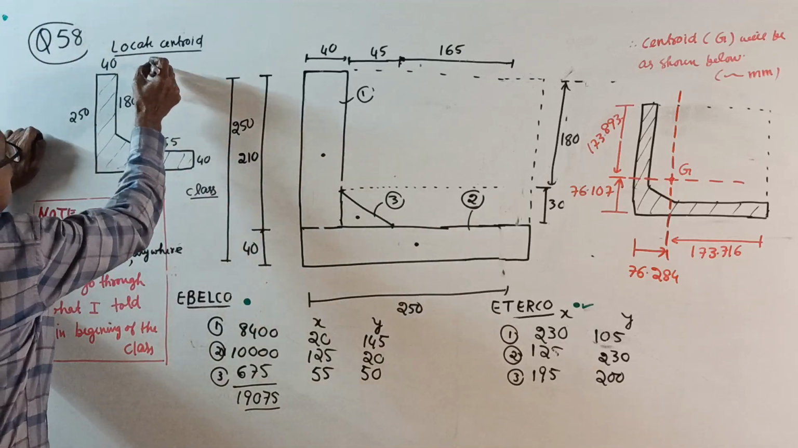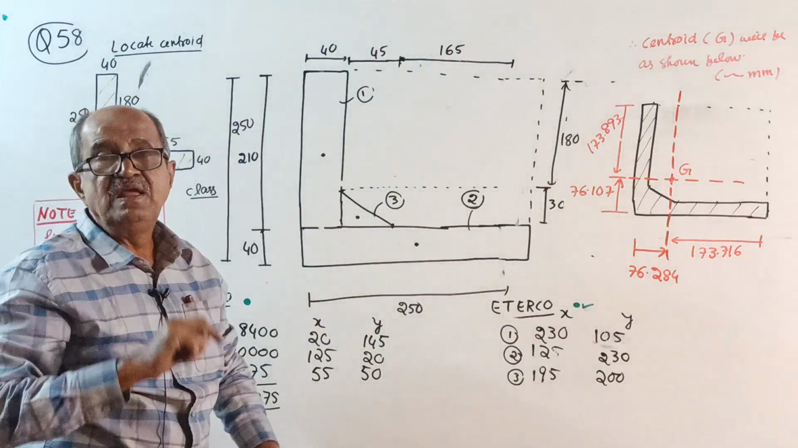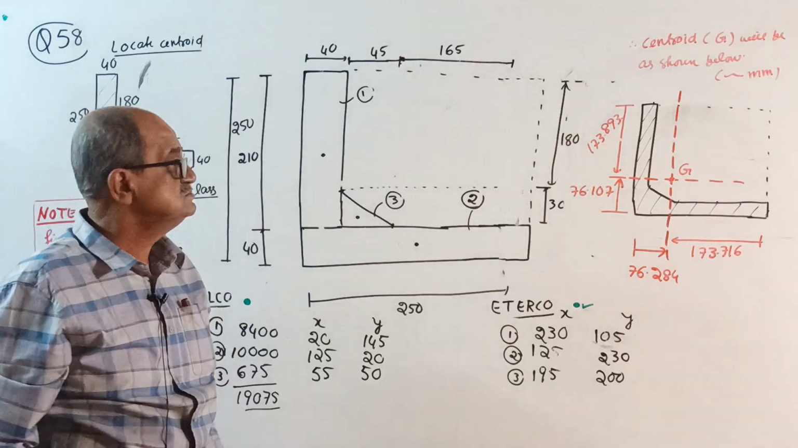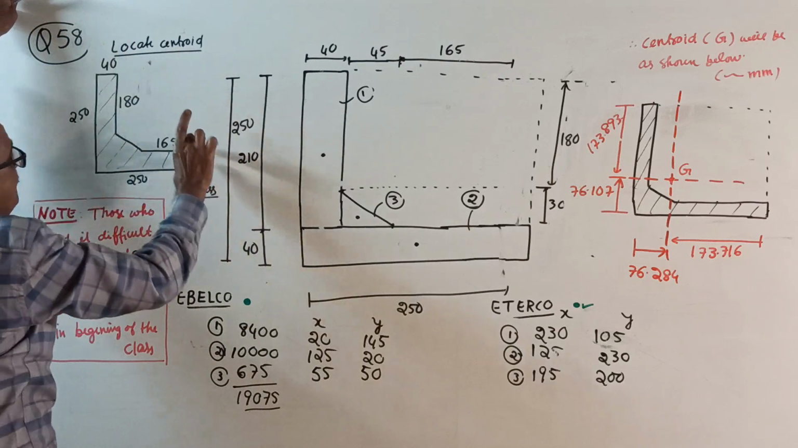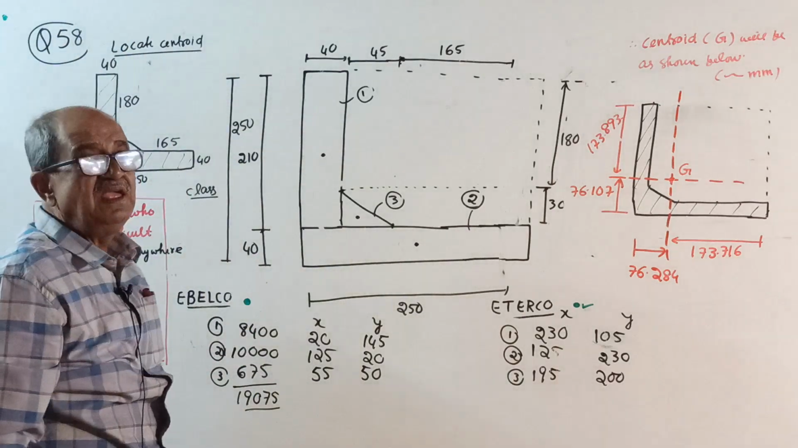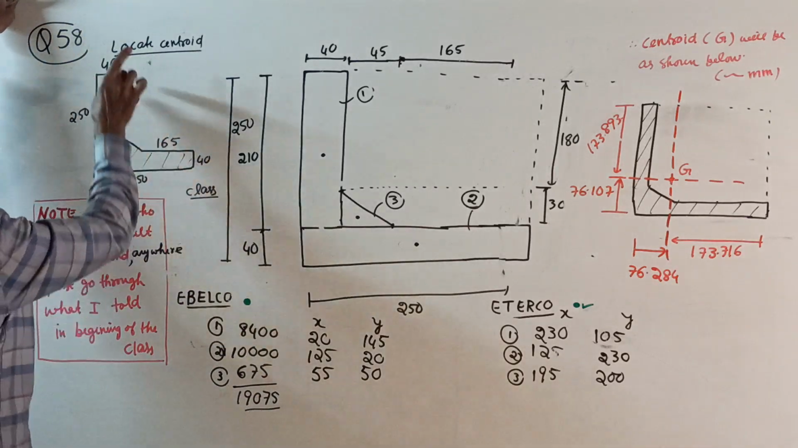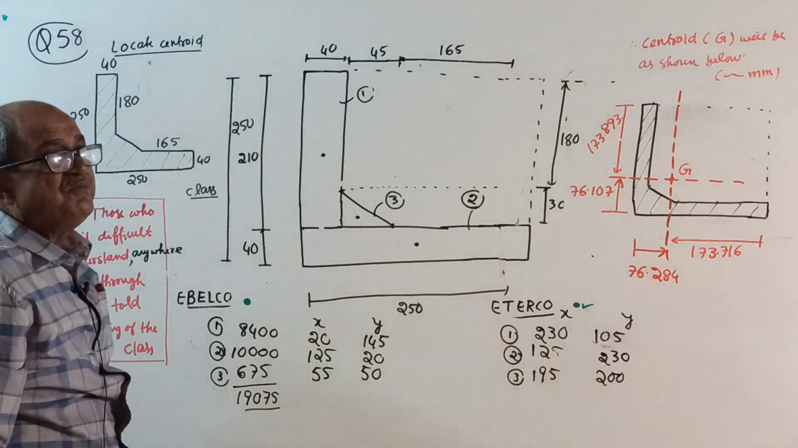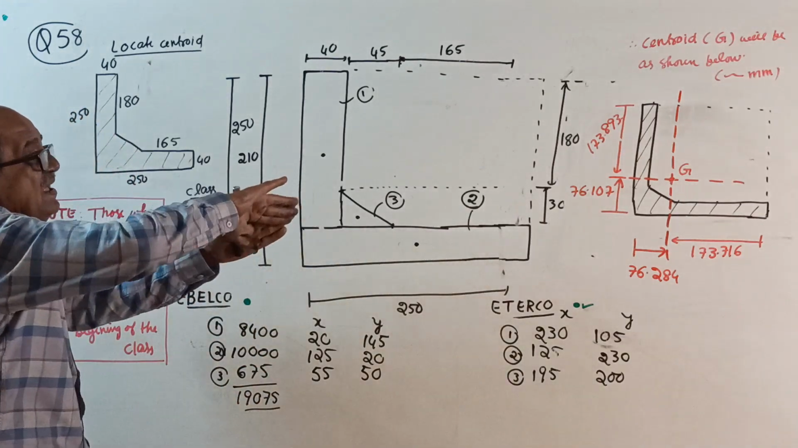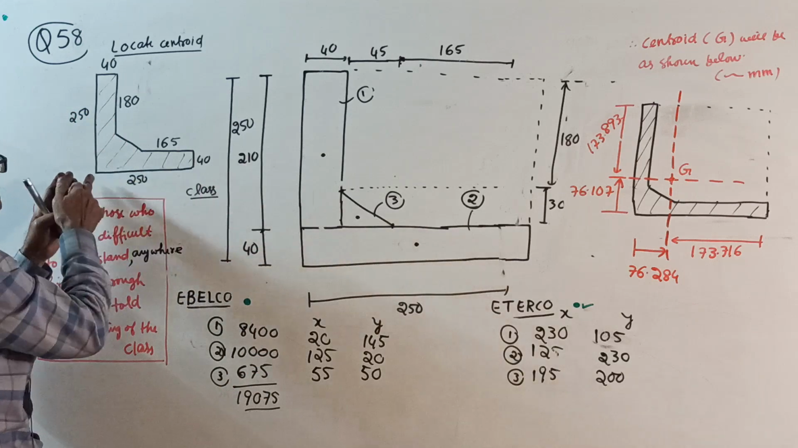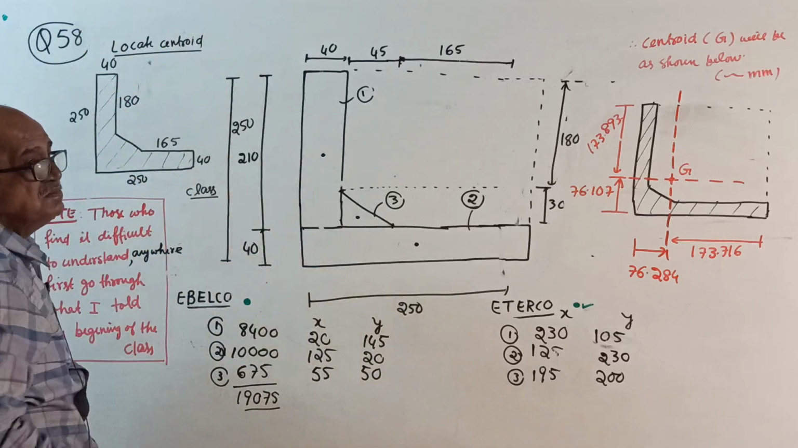I forgot to write: all dimensions are in millimeter. See, 250, 250, 40, 40. What happens is, suddenly the feeling comes: how is the arrangement this way? Same horizontal arrangement from this left corner, same arrangement vertically from the bottom.